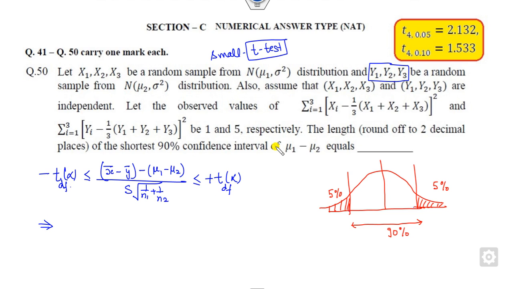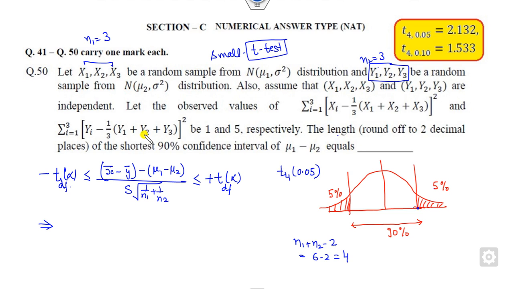So what is the degree of freedom? Firstly we can compute. There are 3 elements here. So n1 is 3, n2 is 3. So the degree of freedom for the 2 samples will be n1 plus n2 minus 2. So that will be 6 minus 2 is 4. So we need the value at 5%, that is t at 4 and 0.05.